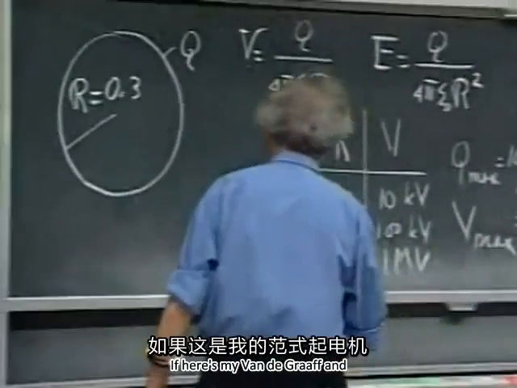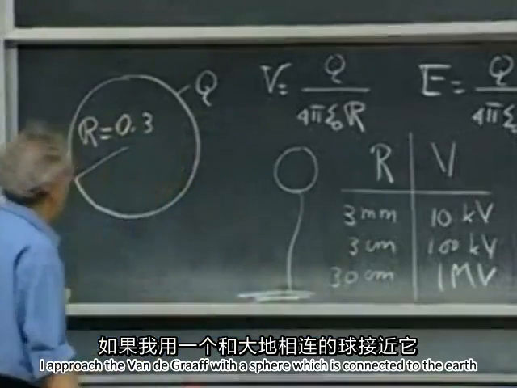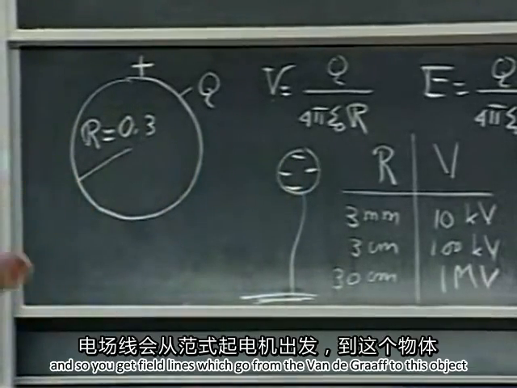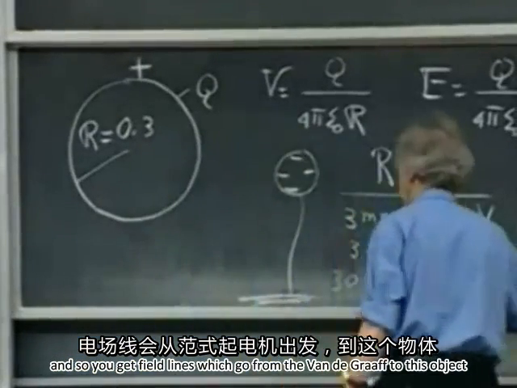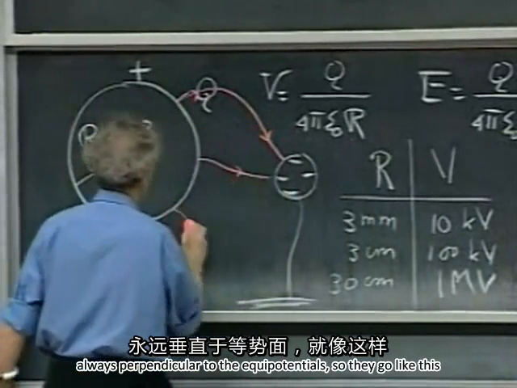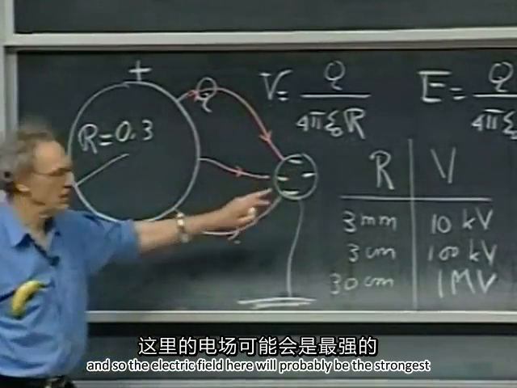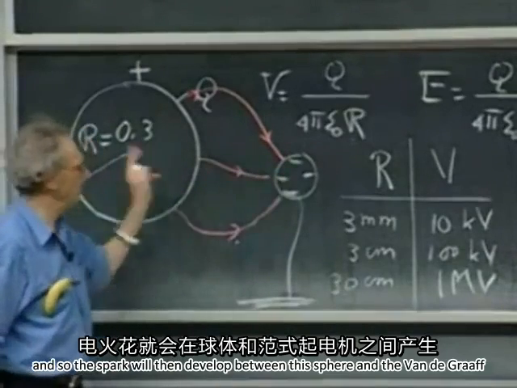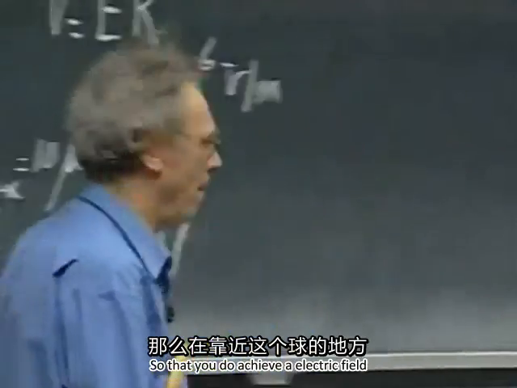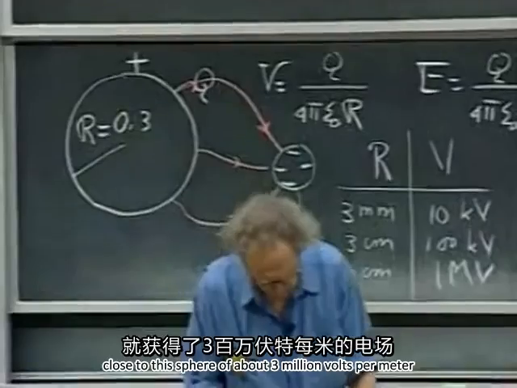If here's my Van de Graaff, and I approach it with a sphere which is connected to the Earth, and if this Van de Graaff had positive charge on it, then this sphere will become negatively charged through induction, and so you get field lines which go from the Van de Graaff to this object, always perpendicular to the equipotentials. So they go like this. And so the electric field here will probably be the strongest, and so the spark will develop between this sphere and the Van de Graaff, provided that you are close enough, so that you achieve an electric field close to this sphere of about 3 million volts per meter. And I will show you that later.